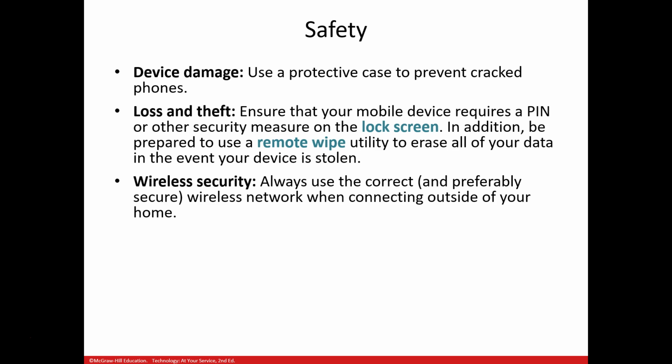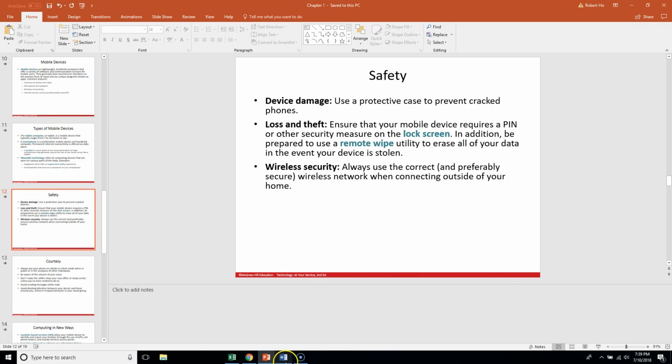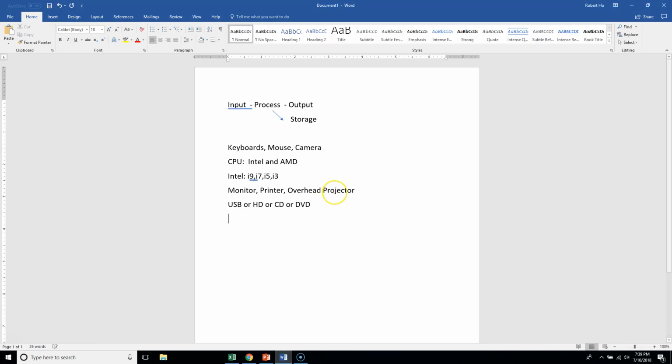Okay. Remote wiping. Okay. Wireless security, always use the correct encryption. Let me show you wireless security. You need to use this encryption. For wireless security, you have WPA2 and WPA or WEP. Always try to use the latest one, which is WPA2. These are the strong encryption.